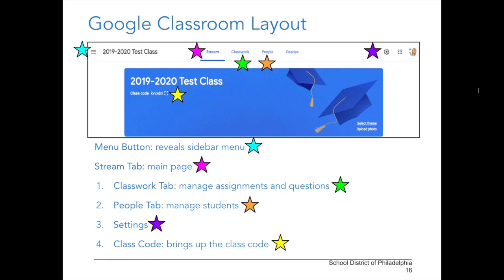The class code is located on the banner of your Google Classroom. This is what students can use to join classes in Google Classroom. However, your students will not need the class code since classes have already been created and populated. Select Theme and Upload Photo allows you to personalize the banner in your classroom.